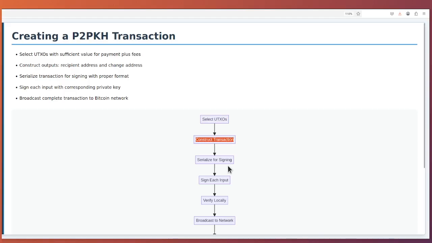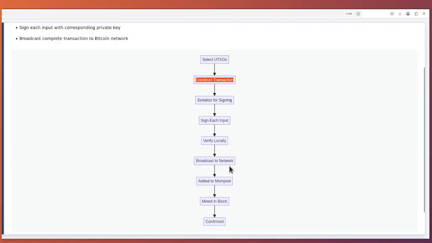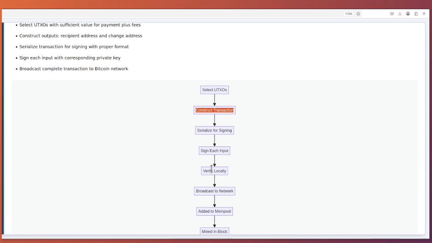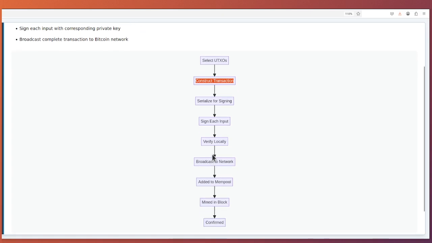This means specifying the version number, typically 2 for modern transactions, creating the input array with references to the UTXOs being spent, and creating the output array with the recipient's address and amount. If the total input value exceeds the output value plus fee, you must create a change output that sends the excess back to one of your own addresses. The difference between total inputs and total outputs is the transaction fee that goes to the miner.